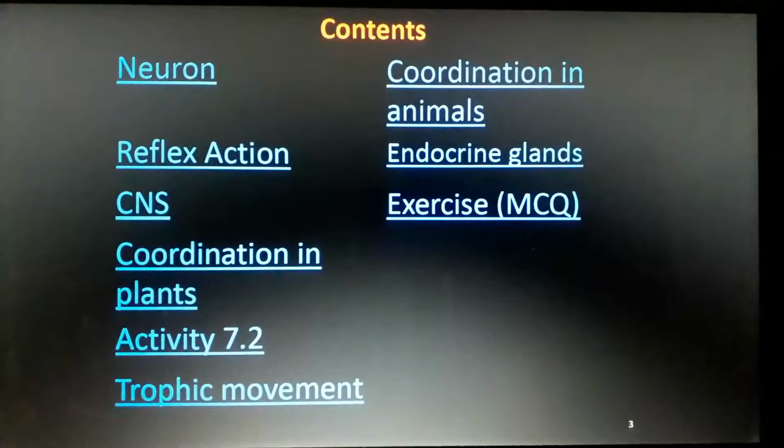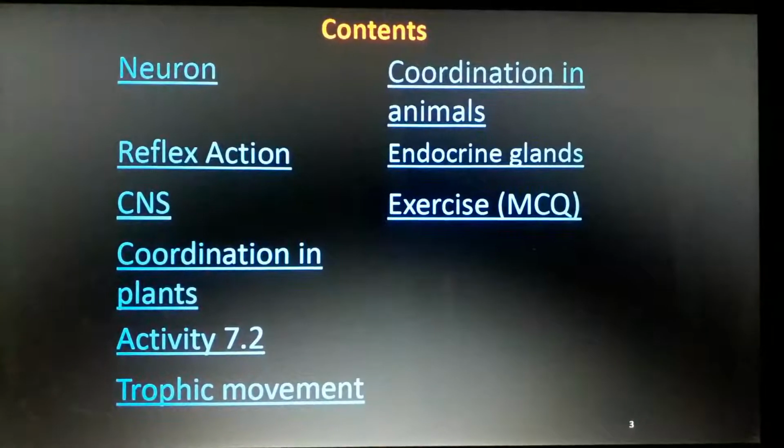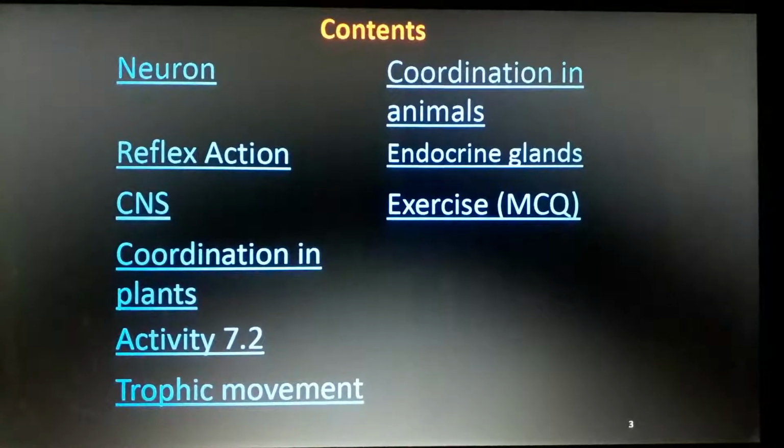The next one is reflex action. This reflex action is a particular action which is done by our spinal cord, not by the brain. We will discuss later why it is done by the spinal cord. There is a good reason regarding that. The spinal cord does not have the ability of the brain, but still reflex actions are controlled by the spinal cord, not by the brain. You will study that later.